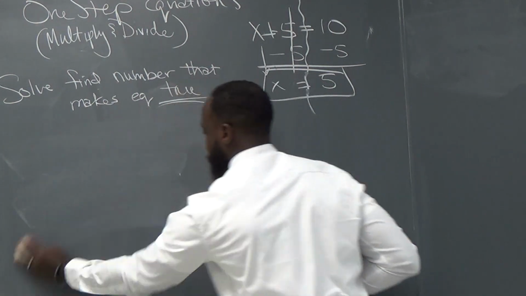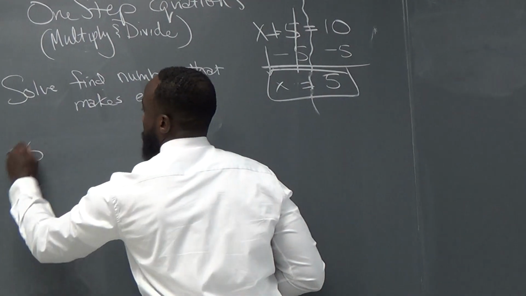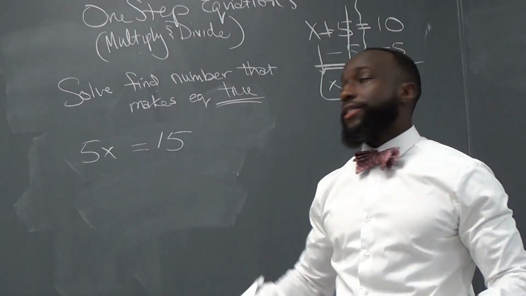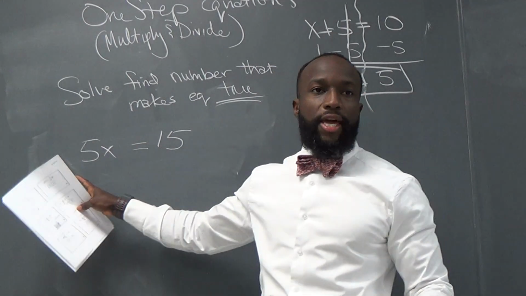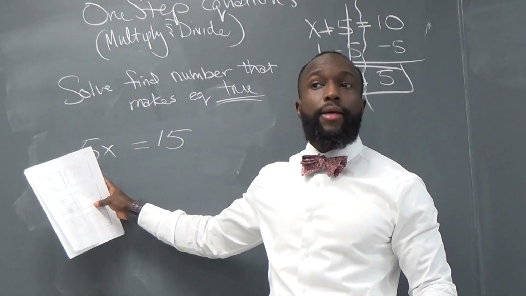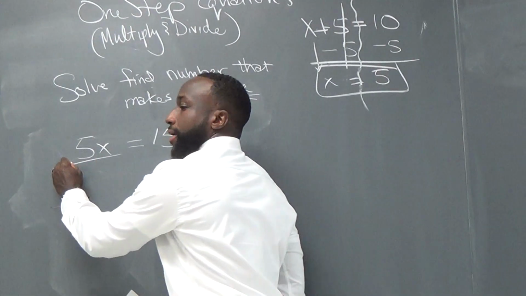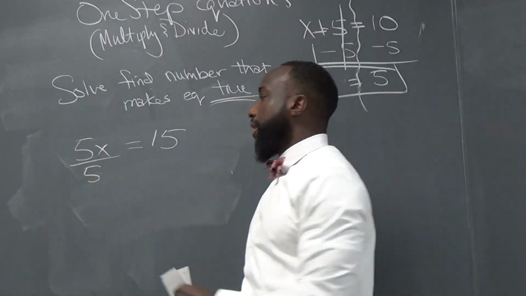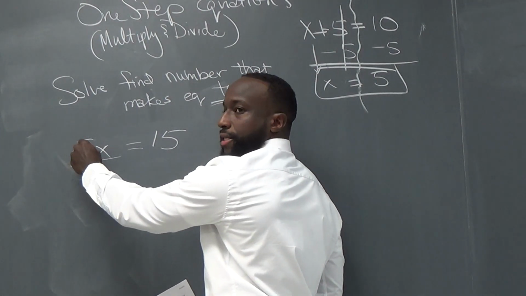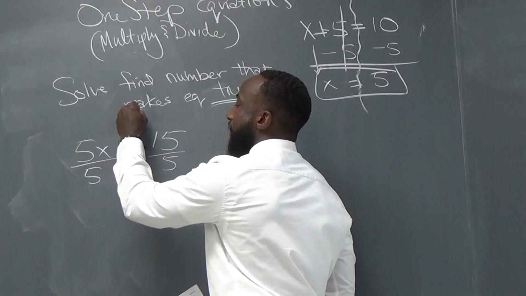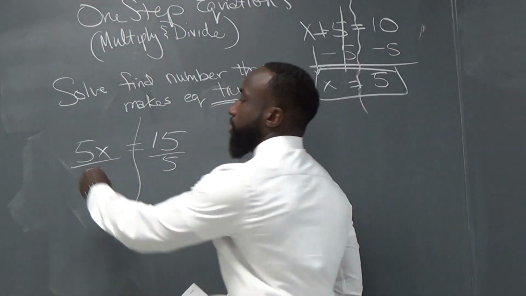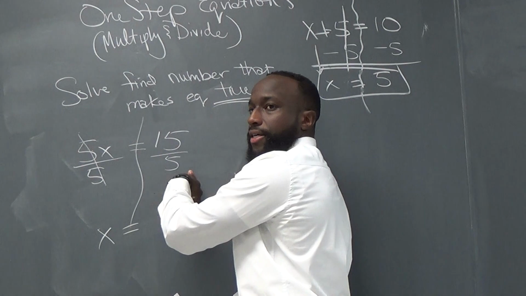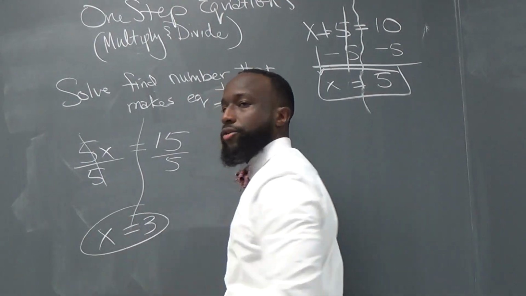Number one. We have 5x equals 15. 5x is the same as 5 times x. So the inverse of 5 times x would be what? Divide. Divide by what? 5. Because you've got to get the variable by itself, and to do that you've got to get rid of this coefficient. So 5 divided by 5 is 1, so you have that x. And then 15 divided by 5 is? 3. So x equals 3.